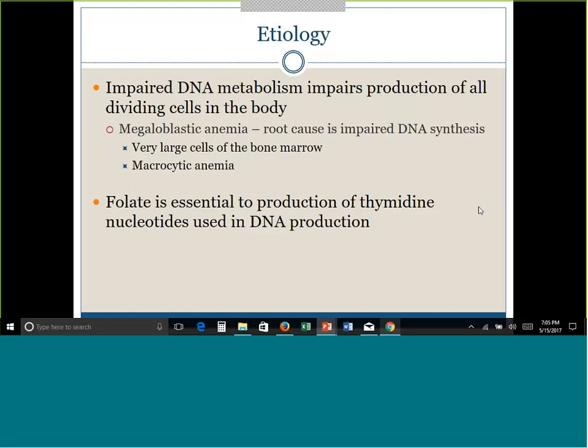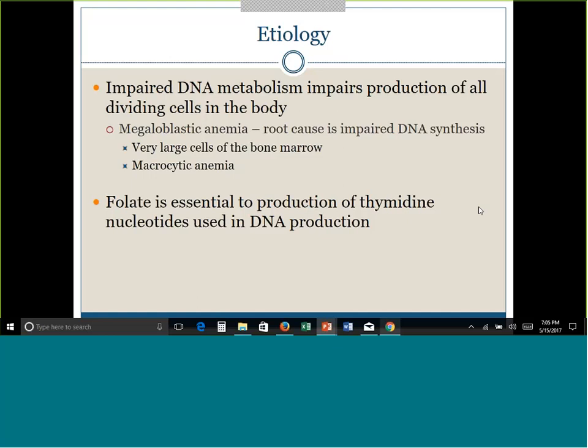Okay, so the whole principle behind this is that this DNA cannot be properly synthesized and created for our cells, thus you don't create cells. Megaloblastic anemia is the one that we are discussing in this chapter. So megaloblastic anemia, the whole root cause behind it is, again, impaired DNA synthesis.